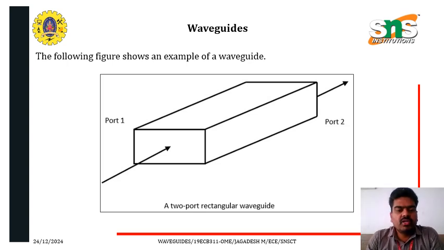The following figure shows an example of a waveguide. You can see this is the waveguide, with port 1 and port 2. Consider port 1 as the input port and port 2 as the output port. The signal which needs to propagate from one port to another port needs a transmission line. Here this rectangular box is considered as a waveguide, where the transmission takes place from port 1 to port 2. This is a typical example of a two-port rectangular waveguide. Since it has port 1 and port 2, it is called a two-port rectangular waveguide.